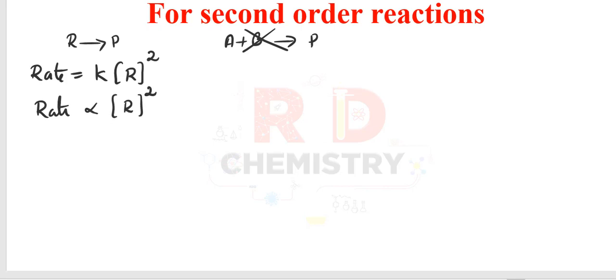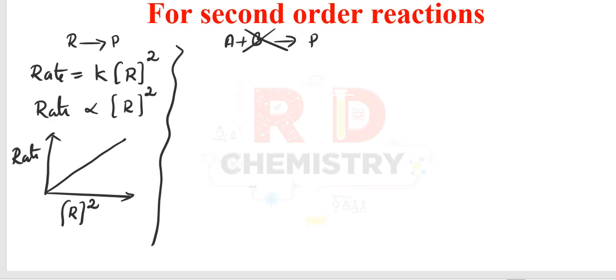So therefore rate is equal to rate constant K into concentration R to the power 2, second order. Therefore rate is directly proportional to concentration R squared. So when I plot the graph of rate against concentration squared, it will be a straight line passing through the origin, right?